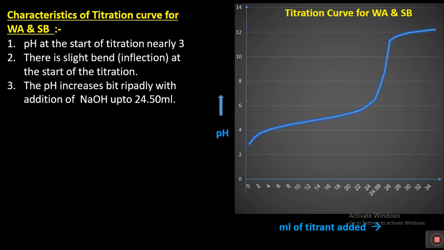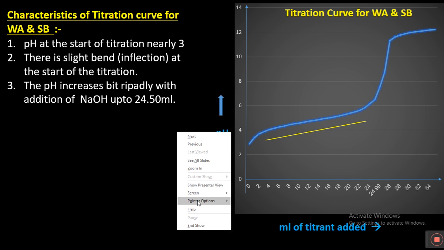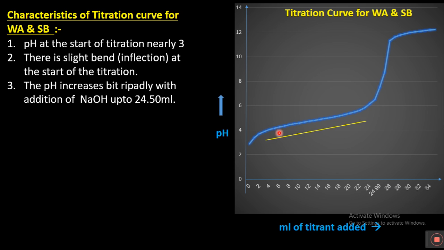Third point, pH increases a bit rapidly with addition of NaOH up to 24.50 mL, meaning from this point up to this point, there is a slight, linear increase of pH, up to 24.50 mL.